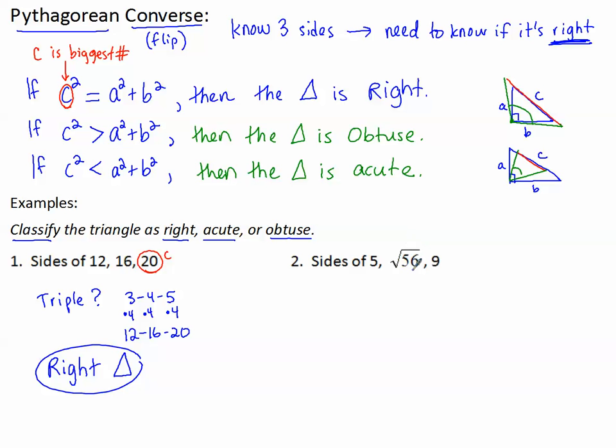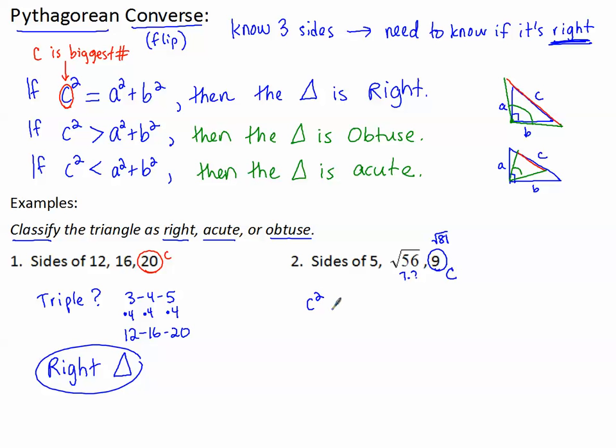Now, I know this one's not a triple because it has a radical. Square root of 56 looks like it's bigger than 9 because 56 is a bigger number. But if we type in square root of 56, we see that this is not bigger than 9. In fact, we can do it like this. 9 squared is 81, so we can think of 9 like square root of 81. That's bigger than square root of 56. Or type this in and see that this is approximately 7 point something. Anyway, 7 point something is smaller than 9, so 9 is my c. Always pick the biggest one to be the c.